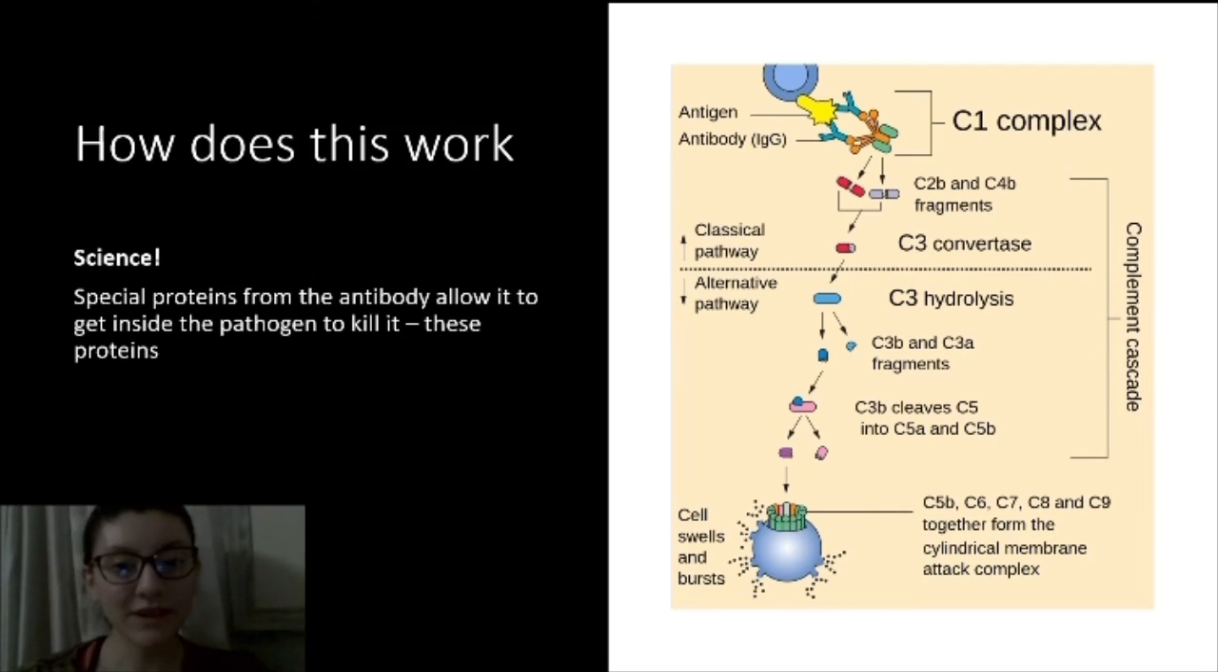Well, first off, the antibody attaches to the antigen. From there, it breaks off into multiple different proteins. It's a bit complicated, but the gist of it is, these protein fragments will attach to the cell membrane of the pathogen, essentially causing it to swell and burst, which is what kills the cell.